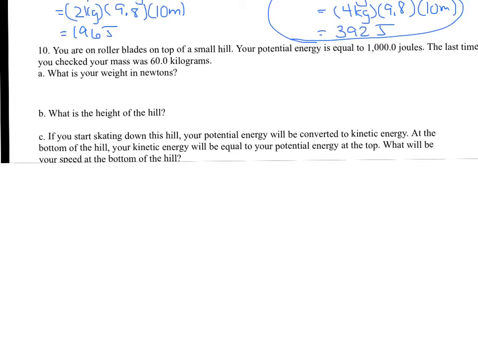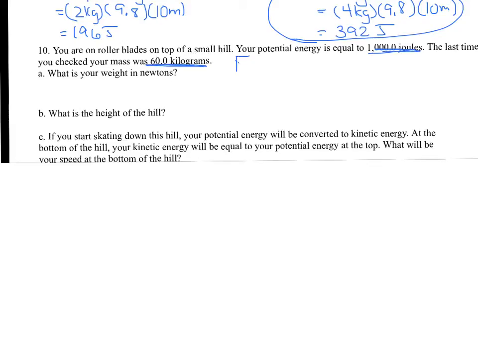You're on rollerblades at the top of a small hill. Your potential energy is equal to 1,000 joules. So this time we have our energy. The last time you checked, your mass was 60 kilograms. Those are the two things we know. A asks us to find our weight in newtons.